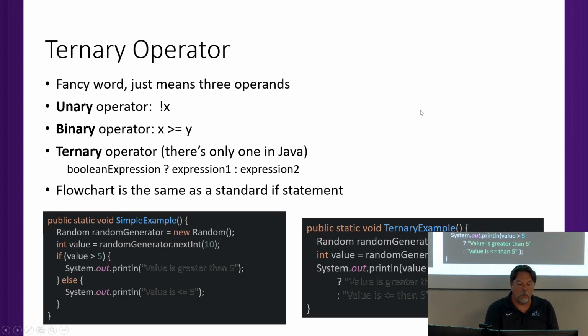Okay. In Java, we also get this cool thing called a ternary operator. Ternary just means that there's three operands. There's no other fancy connotations to that name.